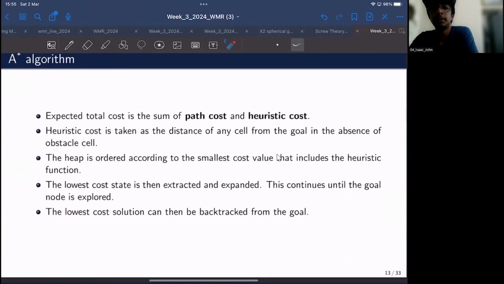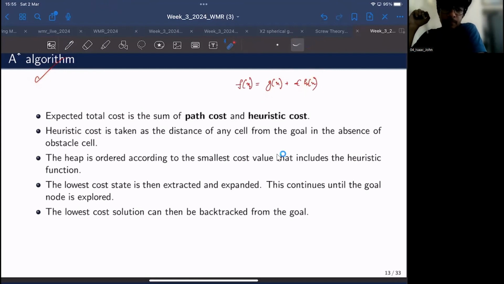And the third method of graph search algorithm is called A-star algorithm, where you also have a cost. Expected cost is the sum of path cost and heuristic cost. In the earlier cases, the heuristic costs were all zero. In the case of the greedy algorithm, the path cost was constant. In the case of Dijkstra, the path cost was not zero. And in the case of A-star algorithm, the heuristic cost is also not zero.